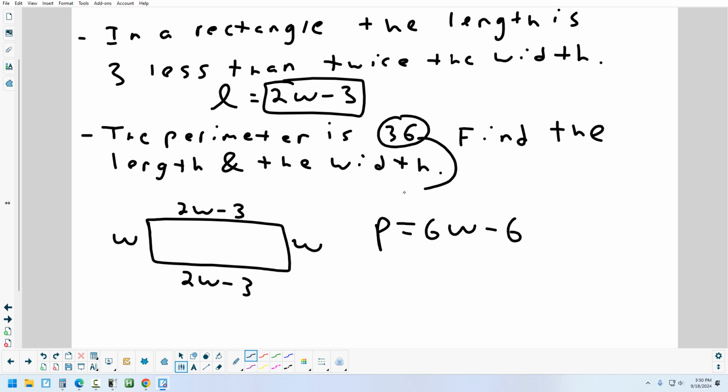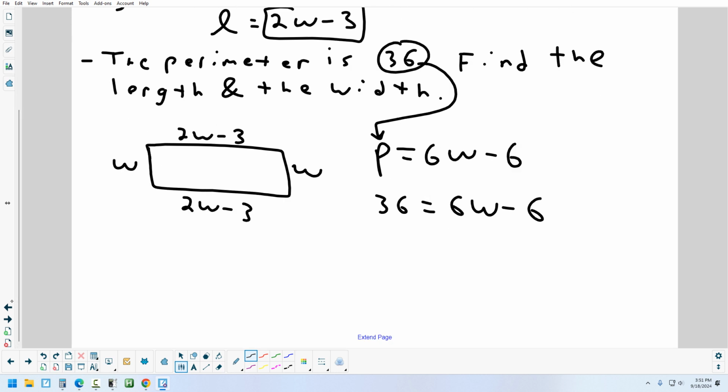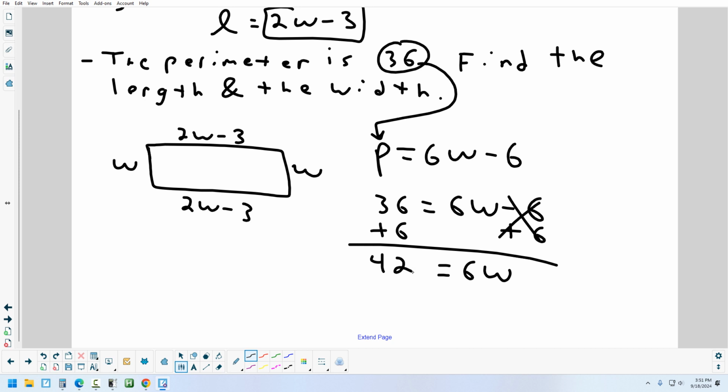So we're going to take that, fill it in for perimeter, and then solve for w, and then we can solve for L. What would be my first step to solve that equation? Your first step would be to add 6 to both sides. And 36 plus 6 gives me 42. And my last step to get w by itself? Divide by 6. And 42 divided by 6 gives me 7. Excellent. So the width is 7.